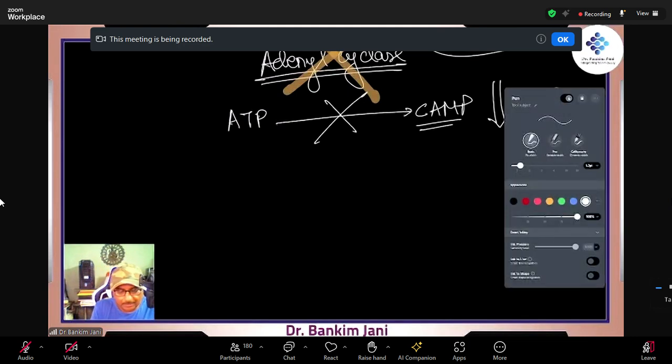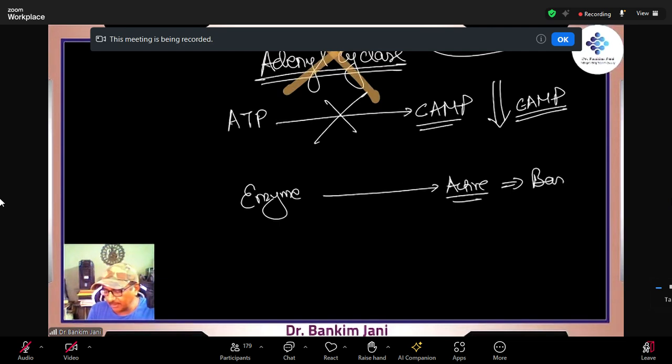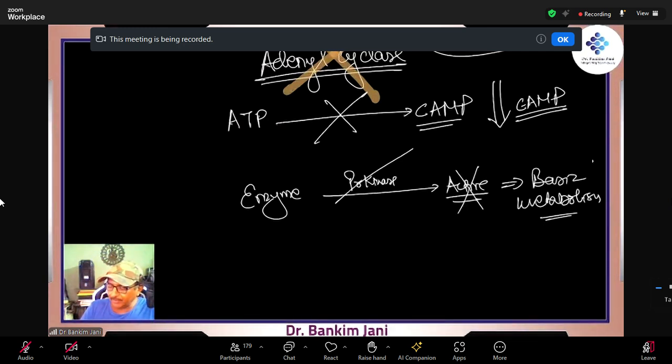So the enzyme which was getting converted into the active enzyme, and which was affecting the basic metabolism of the body, is affected as cyclic AMP is reduced. Then this protein kinase also crashes. It is not working and everything starts coming down.